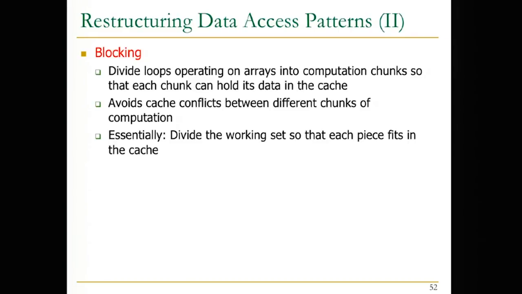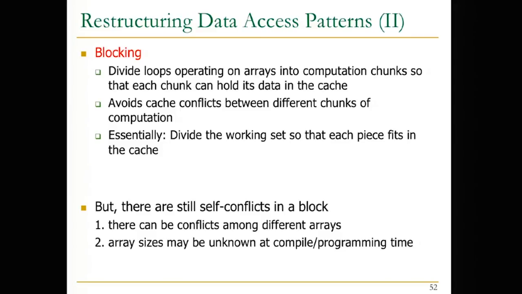This is done more easily if your access patterns are regular. If you have a matrix, for example, instead of operating on a matrix that is 1 million by 1 million, which may be bigger than your cache, you first operate on 1,000 by 1,000, and then the next 1,000 by 1,000, and then the next 1,000 by 1,000, and so on. That's the idea. But if your data structure is not something that you can reason about that easily, this may be more difficult. There may also be self-conflicts in a block, and conflicts among different arrays. The array size may be unknown at compile or programming time. All of these make things complicated. But still, you can get around it if you know your cache size, perhaps.